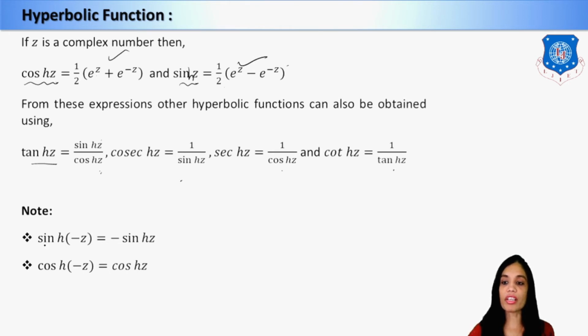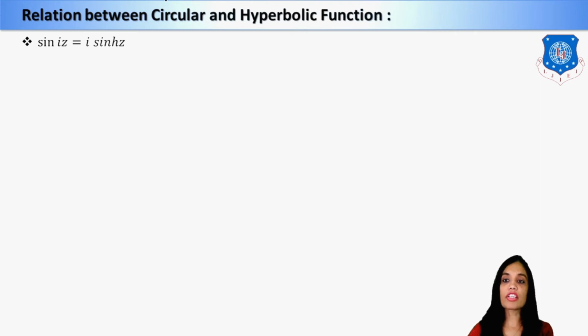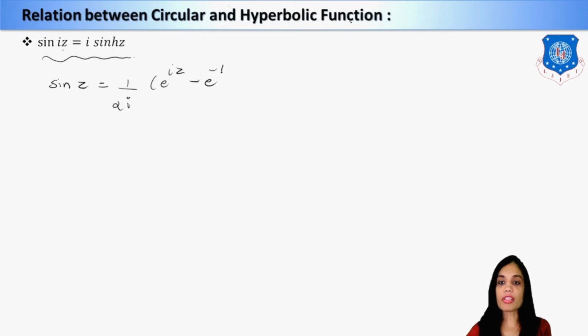Now, there is one important thing. Sine hyperbolic of minus z is equal to minus sinh z. Similarly, cosh of minus z is cosh z. So now, let us find the relationship between circular and hyperbolic functions. So we have to prove that sin iz is equal to i sinh z. In order to prove this, I will use the formula of circular function, that is of sin z. So the formula is 1/(2i) (e^(iz) − e^(−iz)). Now I want what?